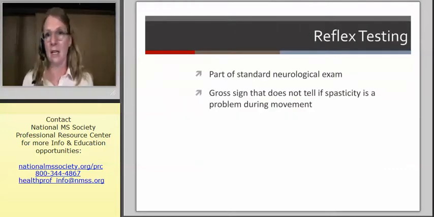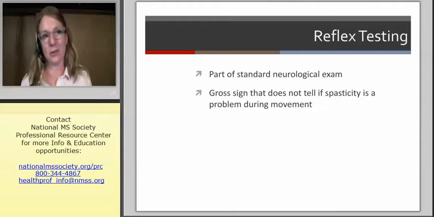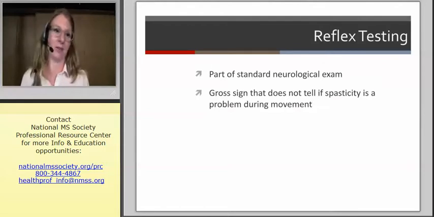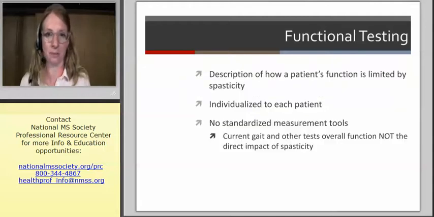Reflex testing, we have all done just standard reflex testing, and it's really just a gross sign that they have spasticity, kind of like an upgoing toe on the Babinski. All you know is they have an upper motor neuron lesion.